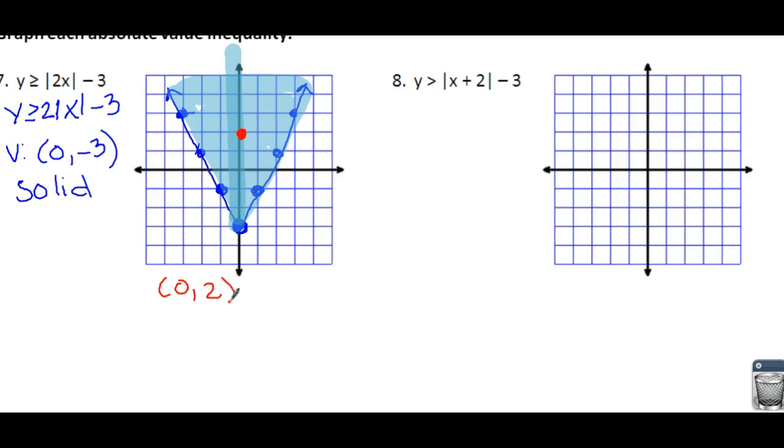So if I take (0, 2) as a test point, I'm just going to plug it into my absolute value. So my x value is 0, my y value is 2. So I get that 2 is greater than or equal to -3. 2 is in fact greater than or equal to -3. My test point is true. My test point is where my shading is. That means my shading is correct. Make sense?